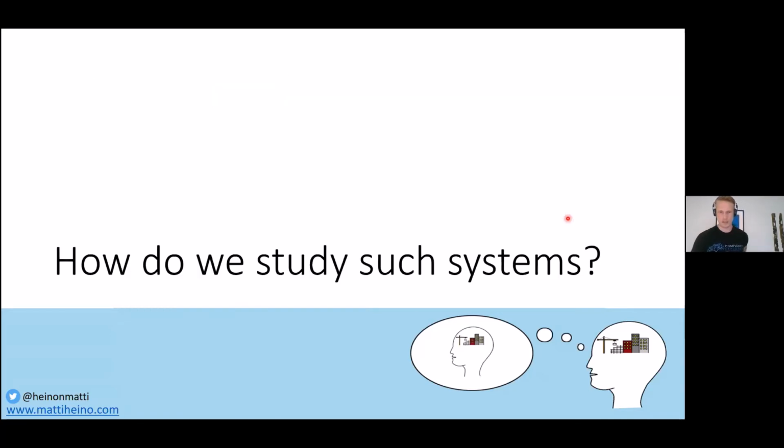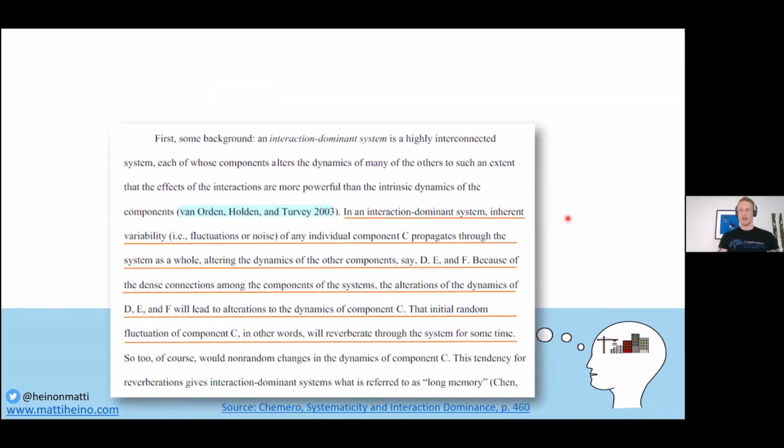So how do we study these systems? Well, first of all, something that can be very useful is to think about what Gwen Marchand spoke about yesterday, about interaction dominant and component dominant systems. And this is quite an important distinction.